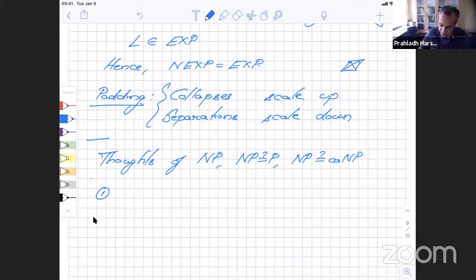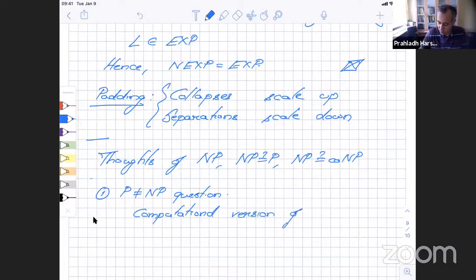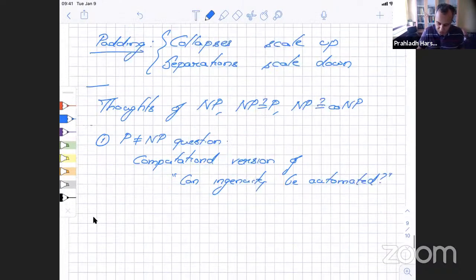So it's a computational analog. The P versus NP question, P not equal to NP, is a computational version of: can ingenuity be automated? It's precisely asking this question, but in the computational world. That's one thing about it.